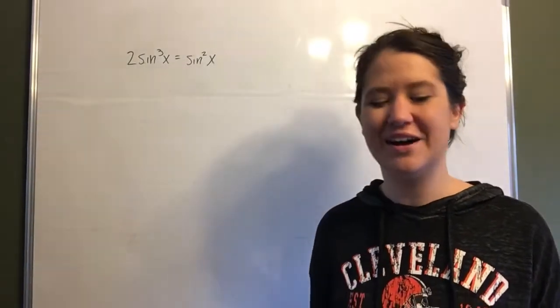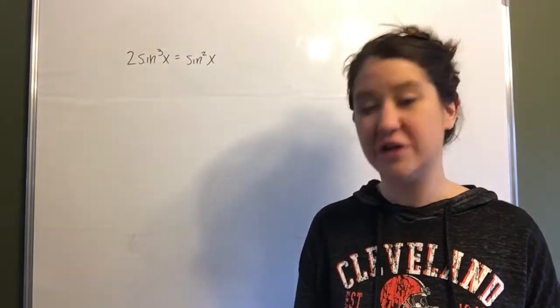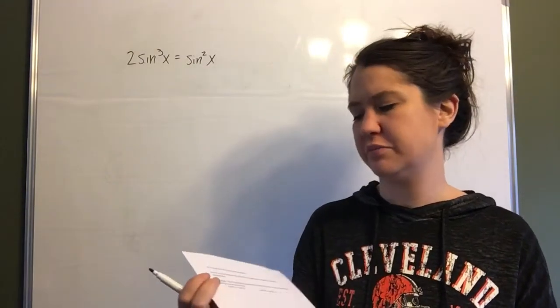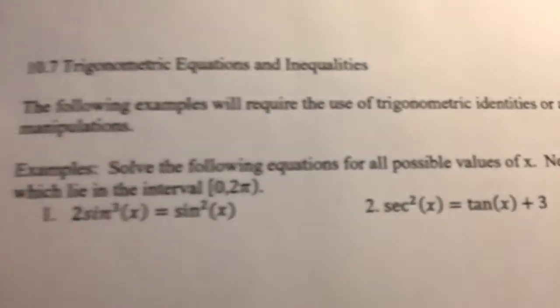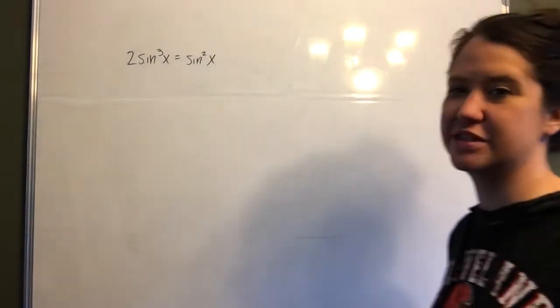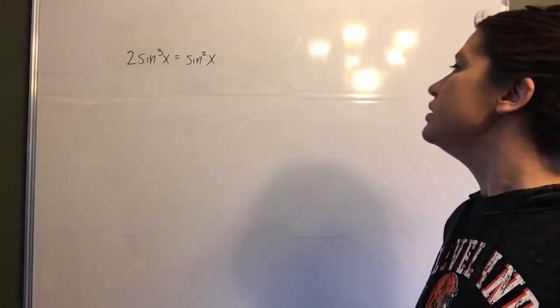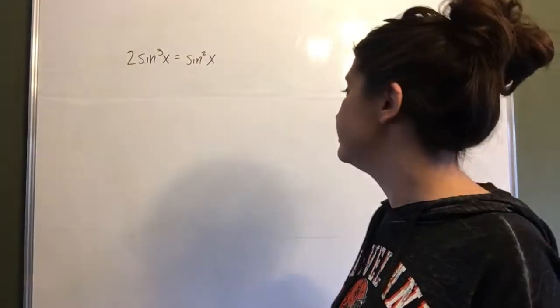Hey everyone, this video is going to cover problems 1 and 2 from our 10.7, I think we were calling it part 2. So these problems are right here. The first one is 2 sine cubed is equal to sine squared. What we're going to do on this one is start by getting it equal to 0.